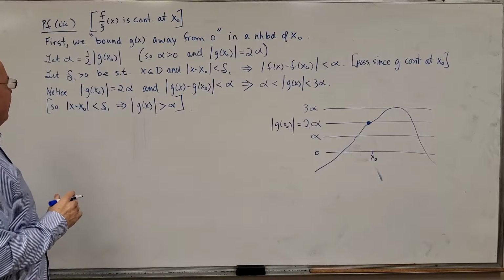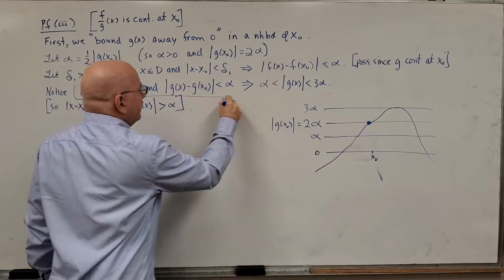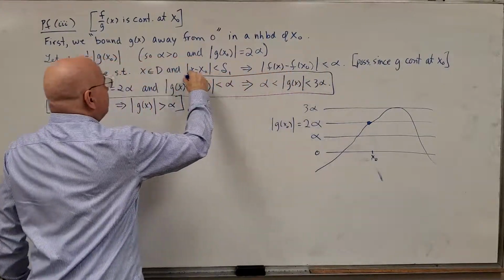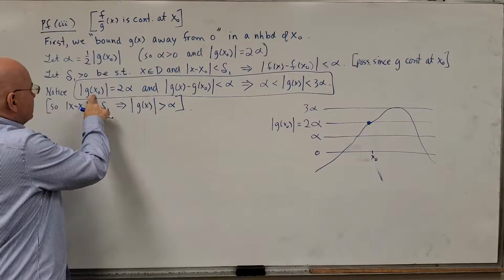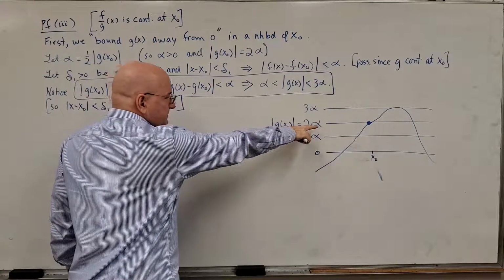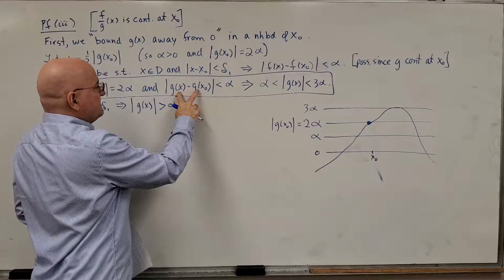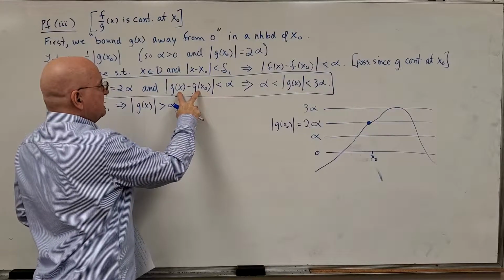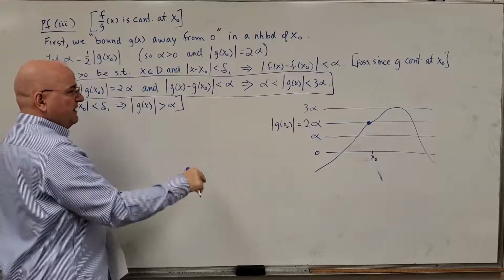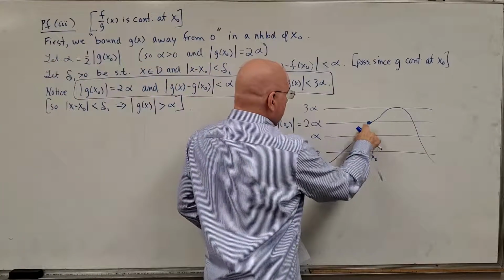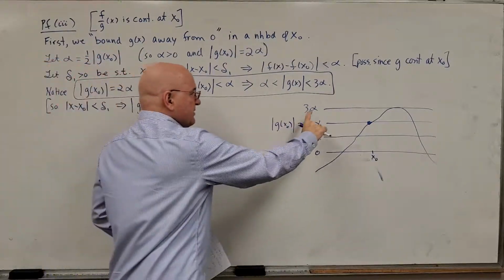Well, notice this, we can see very clearly in the picture. Since g of x naught is 2 alpha, and what does this say? This says that the distance between g of x and g of x naught is less than alpha. Well, we're going up in heights, right? So if values are within alpha of g of x naught, it means they're in this strip right here.